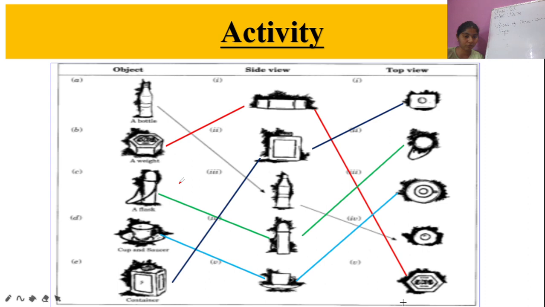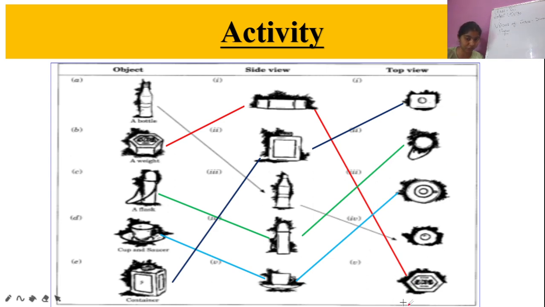And for the water bottle, we have already done it. For the flask, I've matched the green color: the side view is the fourth one, and the top one is the second one, right? And for the cup and plate, that is D, it goes with the fifth for the side view, and with the third for the top view. And for the container, which is E, it goes with the second for the side view, and the first one for the top view.